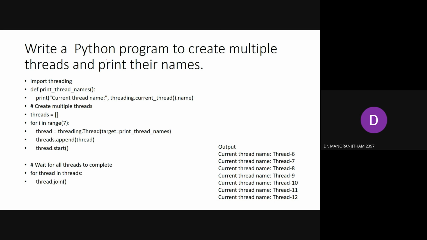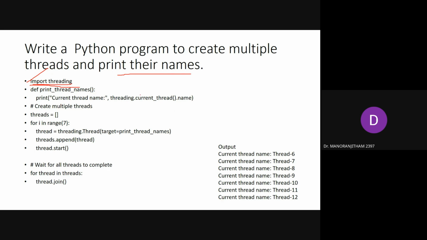So here we have to create multiple threads, and the job of each thread is to print the name of the thread. We have already discussed thread creation. For creating a thread, we need to import the threading module. This is the first line in your thread program. Wherever you are creating a thread, please use this package or module, that is nothing but import threading.